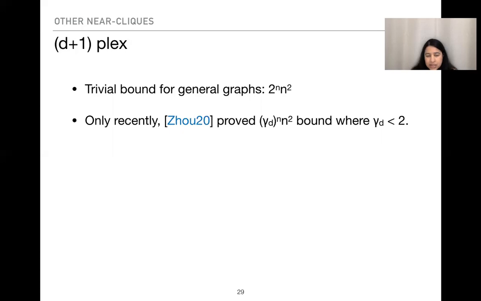Only recently, recent work showed that this can actually be done in time gamma to the power N times N squared, where gamma depends on D, and the value of gamma D is less than 2 for all positive D.